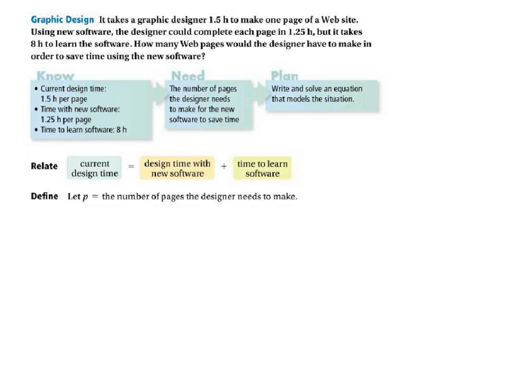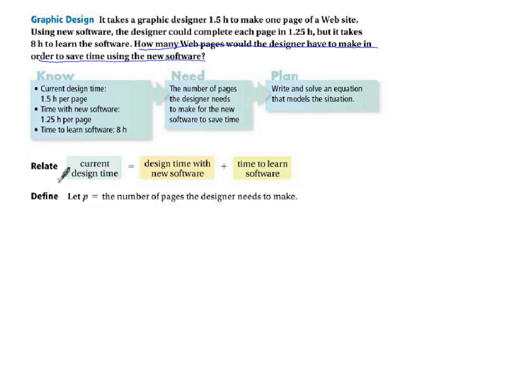So this is a pretty typical story problem that you can get from what you know how to do now with equations. What they're doing here is lining out all the stuff that you know. This is what they gave you in the problem. Then they're telling you what you need: the number of pages the designer needs to make with the new software to save time. If you look at this last sentence, how many web pages would the designer have to make in order to save time using the new software? That's what you're looking for. So what are we going to do? Well, we need to write an equation and then solve that equation to find out the answer.